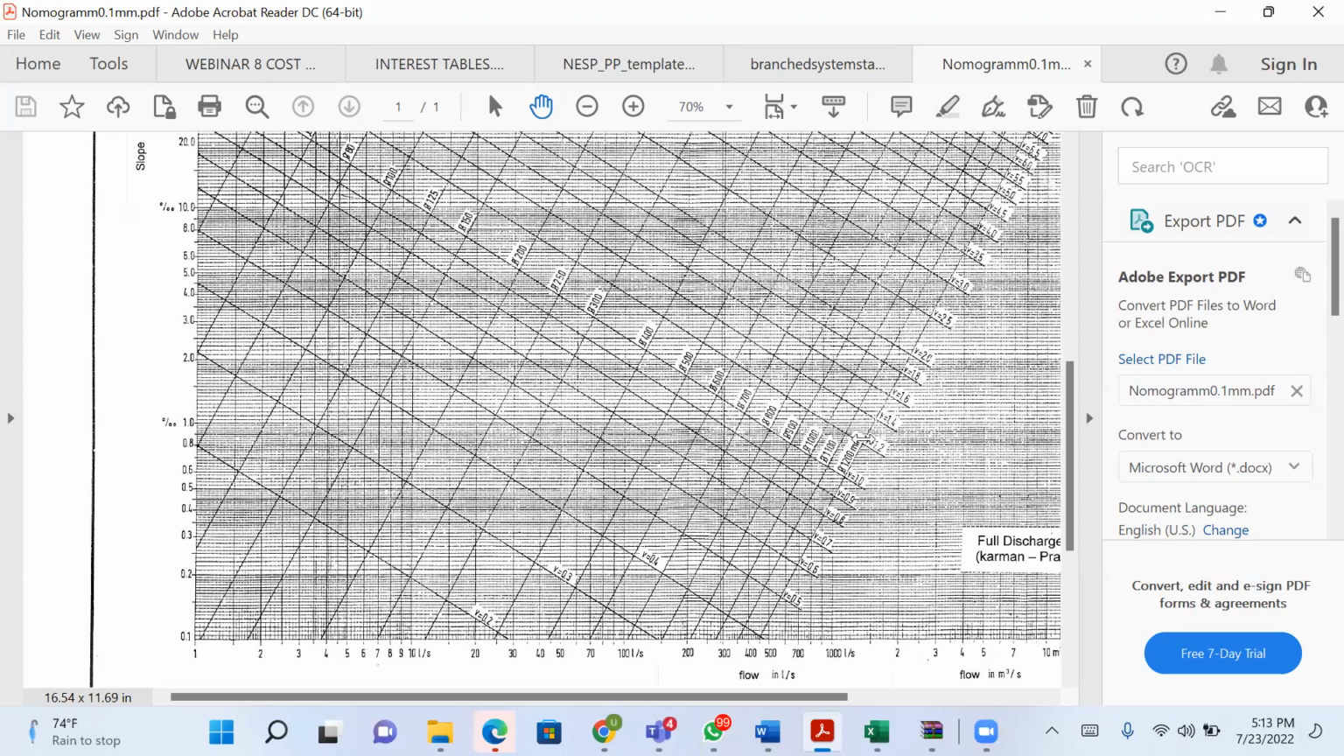Yes, for PVC, sir. I'm using the same pipe, the same chart. I think the same chart they're using. Okay, and you got what? I got in between 200 and 250, but it's closer to 200.